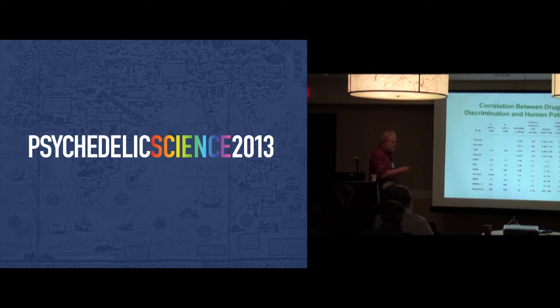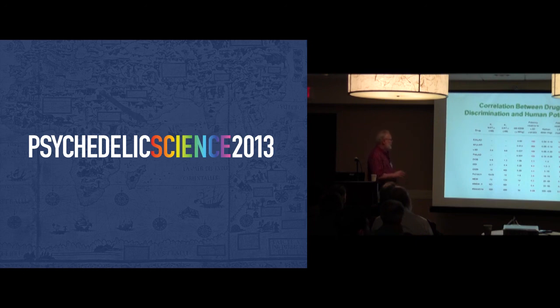So here are some compounds that we've tested in drug discrimination, and we knew the potency in humans. So this is potency relative to LSD in rat drug discrimination. You go down the list and you see we go from efflad, which is more potent than LSD in drug discrimination, down to mescaline, which is pretty weak. And then look at potency relative to LSD in humans. And so you see we see a rough correspondence.